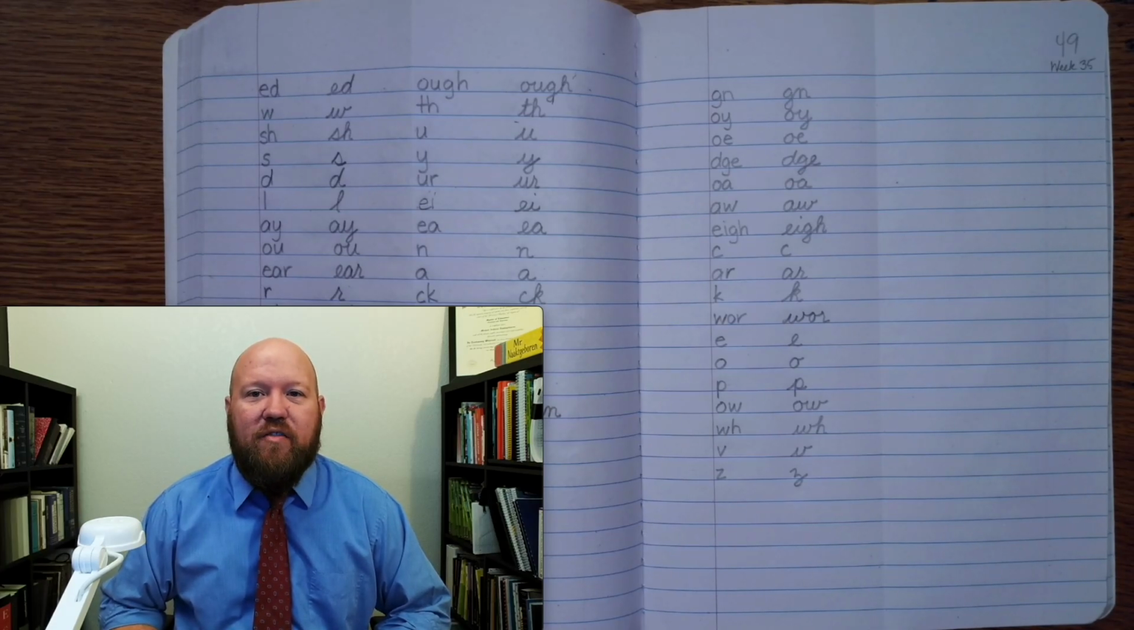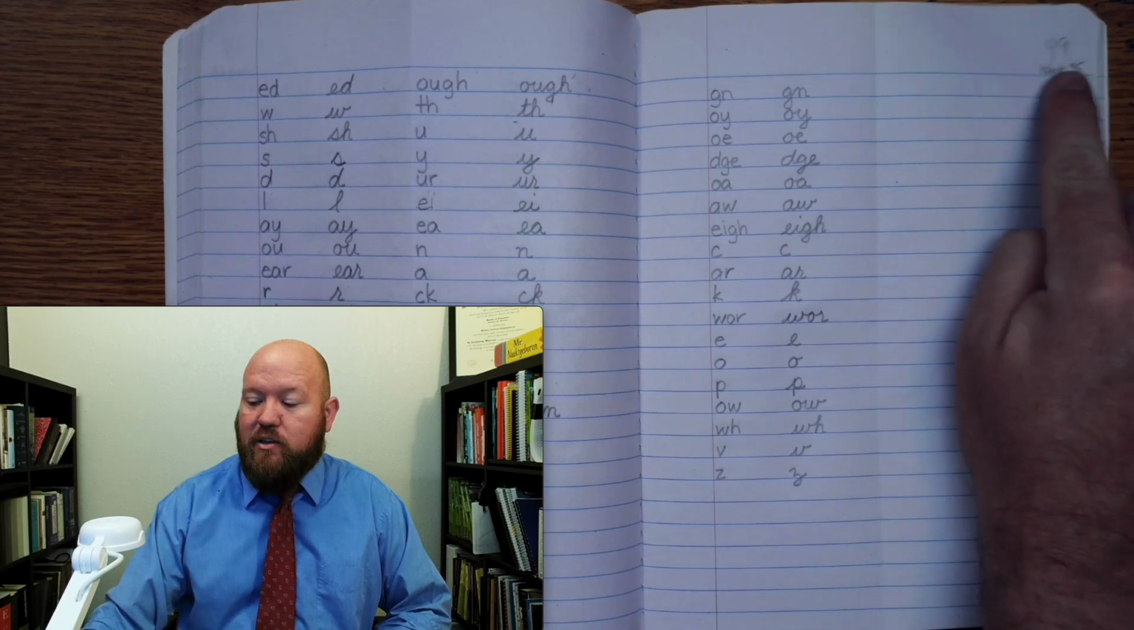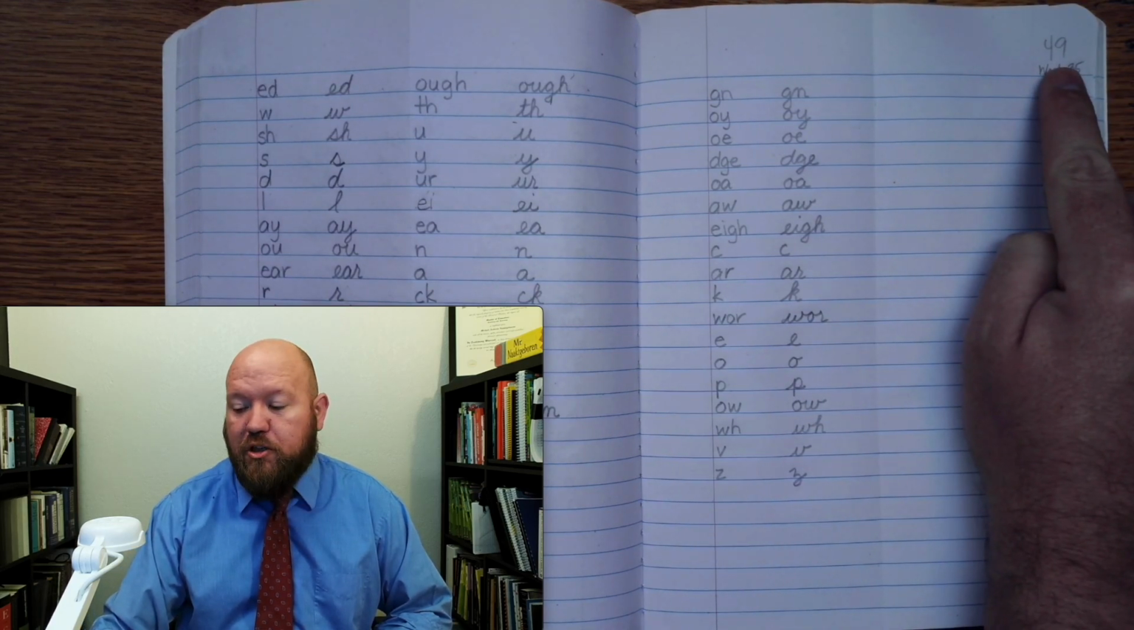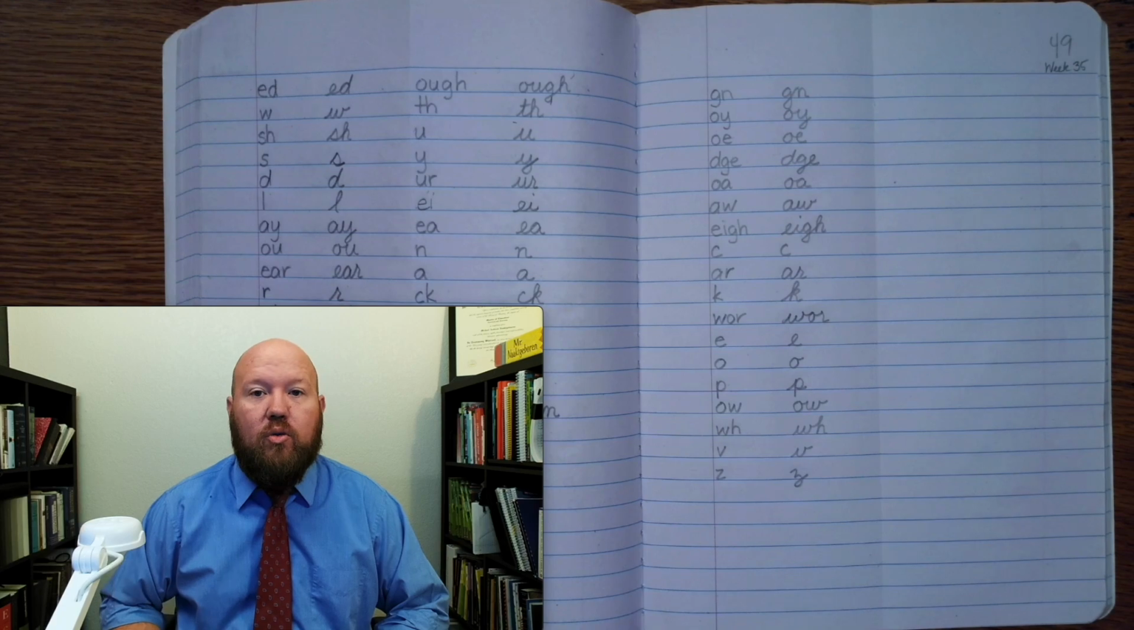In today's lesson, we're going to review our phonograms for the day. Make sure that you're on page 49 in the front portion of your spelling book. First time through, we'll say the sounds only. Try to say them before I do. Here we go.